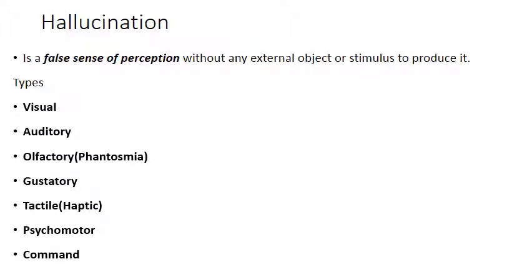In olfactory hallucination, the person feels some bad smell or good smell in a normal surrounding. There is actually no bad smell or good smell. It is normal, but the person feels that some bad smell is emanating or bad odor is coming, unpleasant odor. So that is olfactory hallucination, also called phantosmia.